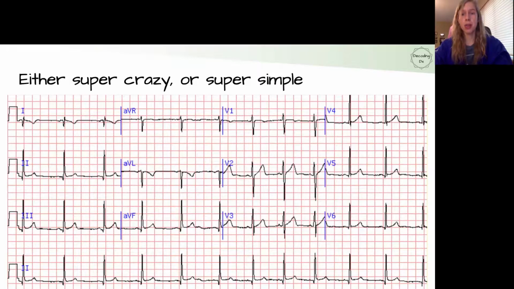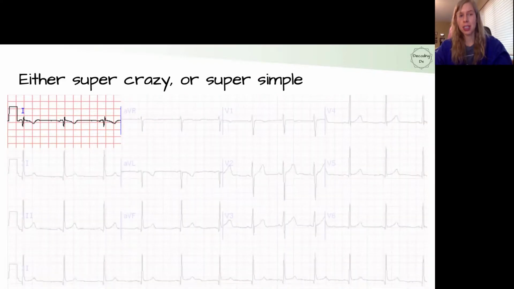We're still talking about P waves here, and I want you to take a second to look at this EKG, pause the video, and see if you can see anything that's particularly abnormal. Here's a little clue. Focus on lead 1. There's something very off here. What we're looking at is that the P waves are negative.